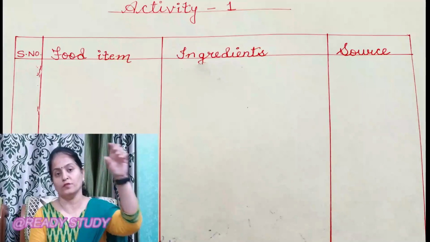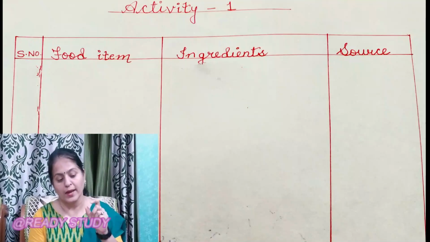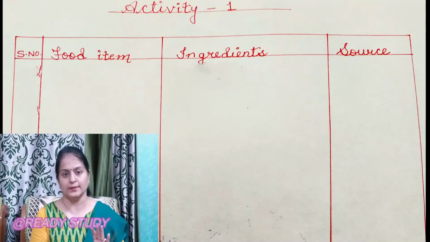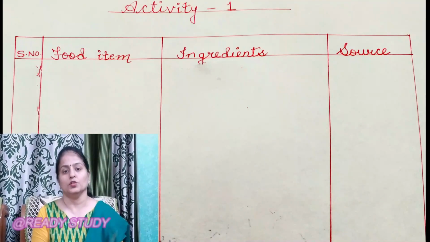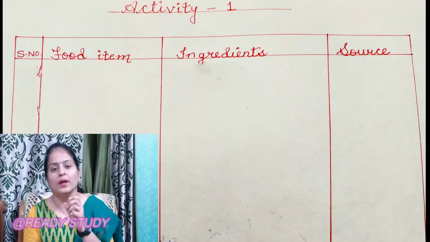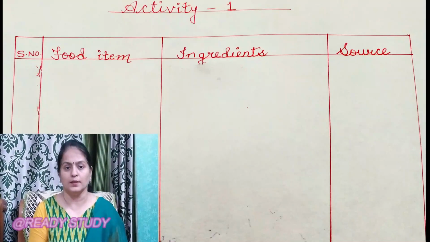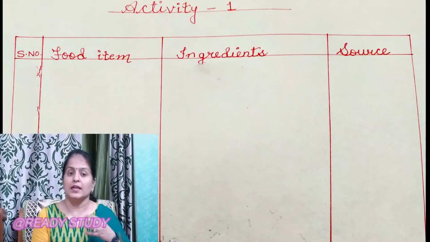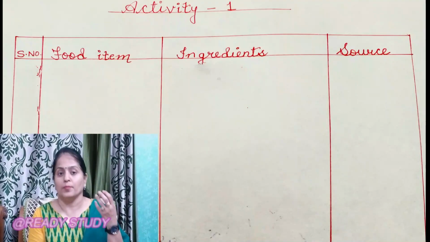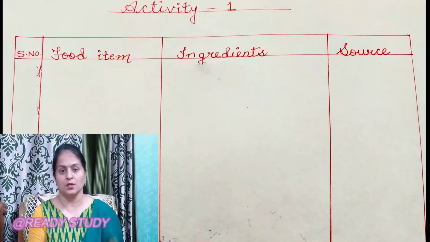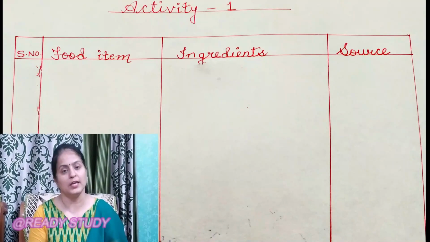And now you have to prepare one table. Suppose you have eaten 5 things in a day. You just list out those food items in column number 1, and the heading of that column will be food items. You write your favorite 5 food items. In the second column, you will write what are the ingredients you will use to make that food item. And in the third column, you will write whether that ingredient you are getting from plant source or the animal source.